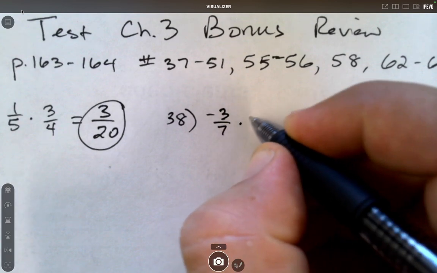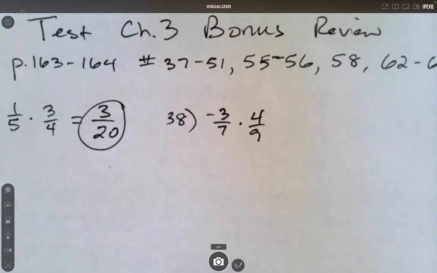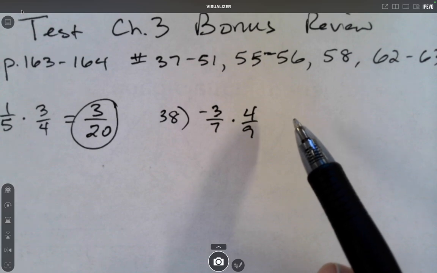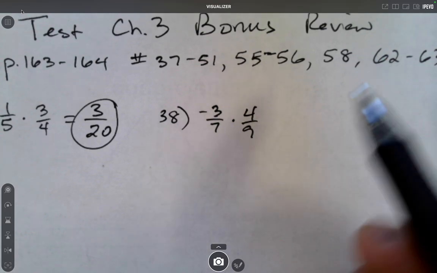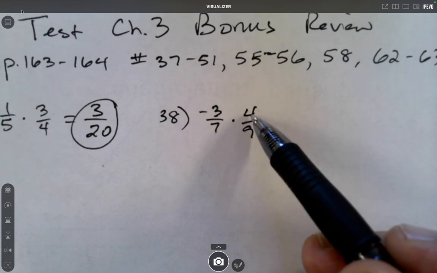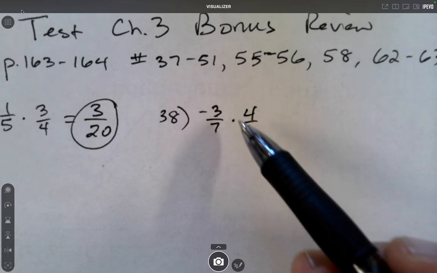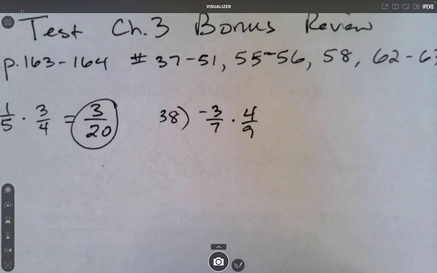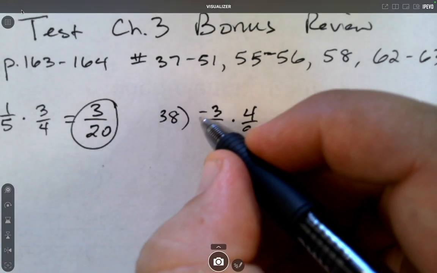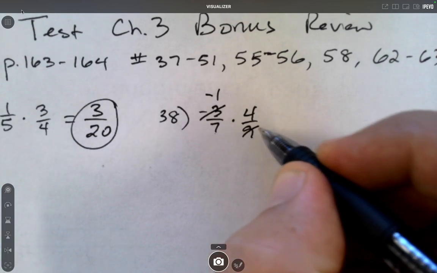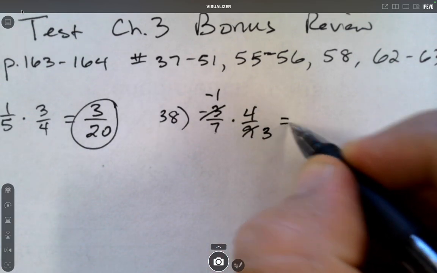-3/7 times 4/9. Now I should have checked this on the first one, but I'll check it here. While we don't have to convert mixed numbers or anything, we do need to check and see if there's anything we can cancel out. So 7 and 4, they have nothing else in common except for the number 1, so that's no help. But 3 and 9 are both divisible by 3. So I'll divide -3 by 3, get -1. Divide 9 by 3 and get 3.